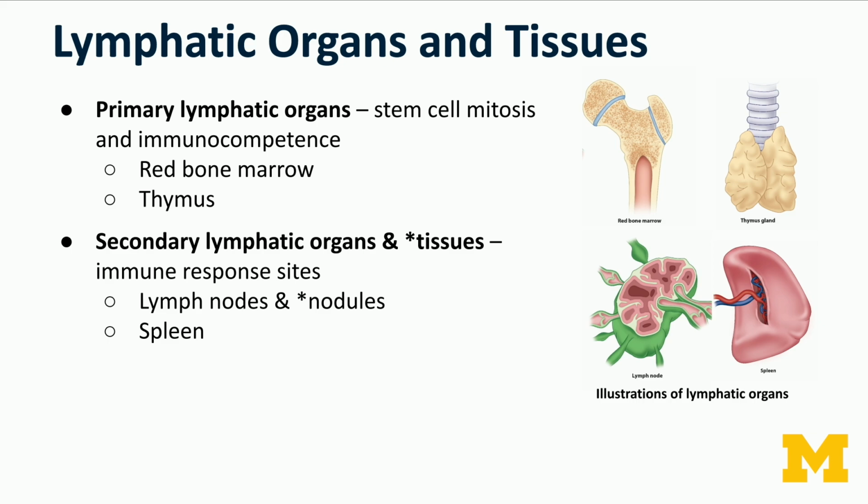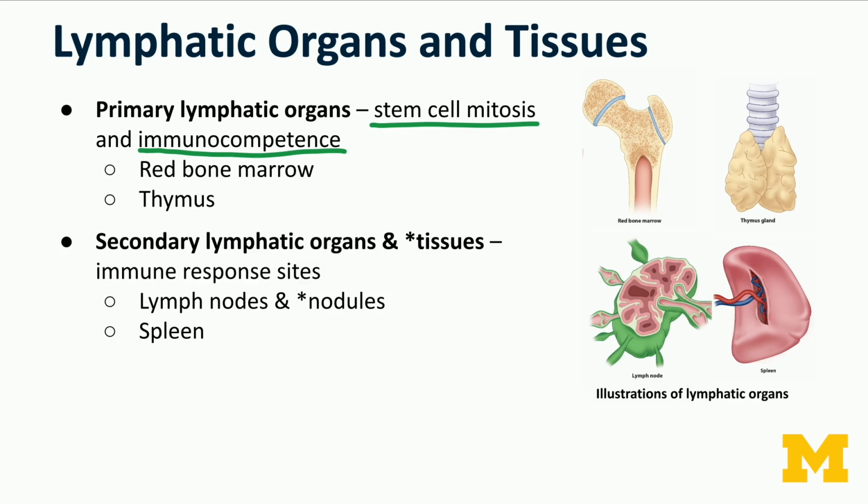So let's review our primary and secondary lymphatic organs and tissues. Primary lymphatic organs are organs which have stem cell mitosis as well as immunocompetence. So we have the stem cells for lymphocytes, those lymphoid stem cells dividing, and the lymphocytes themselves learning how to destroy pathogens and not destroy self.